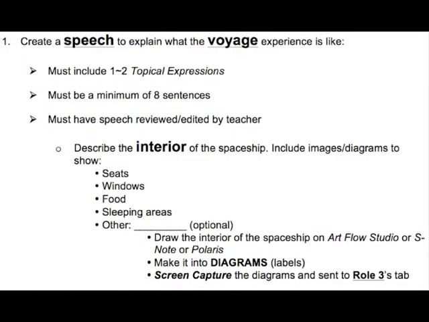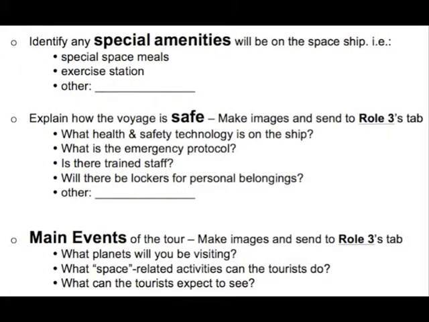For the second role, it's called the voyage role. They'll have to make a speech about the voyage. Again, some topical expressions, but here they're going to have to describe the interior of the spaceship and include images and diagrams to show and to explain why their spaceship is safe. So any technology or emergency protocol that they have on board. Finally, the main events of their tour, so where they're going to be going, what planets they'll be visiting, and the space-related activities that they'll be involved in.